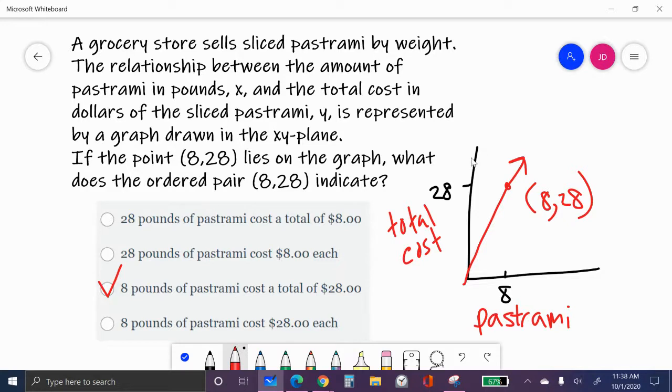So again, it's important to understand what you're looking for. And it tells you in the problem, pastrami is the x, the total cost is the y. So the total cost is $28. It costs $28 for 8 pounds of pastrami. All right, let's look at another one.